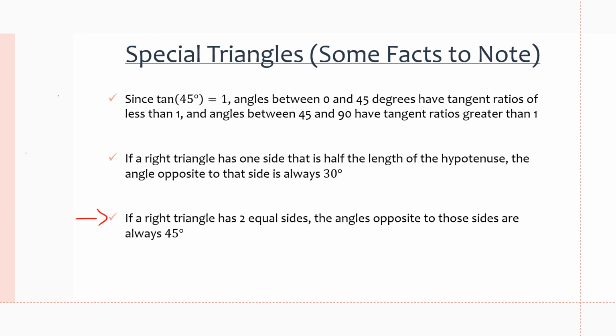And lastly, if a right triangle has two equal sides, then the angle opposite to those sides is always 45 degrees, right? So like I said before, if we have a right triangle and these sides are the same, then these angles are going to be 45 degrees. Pretty simple.